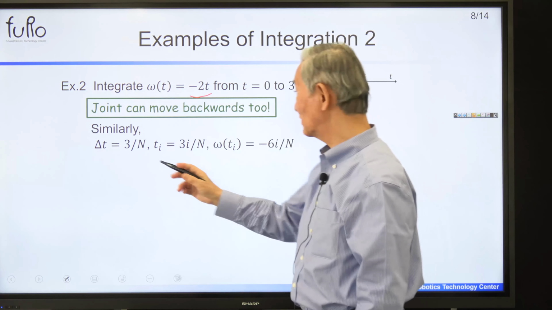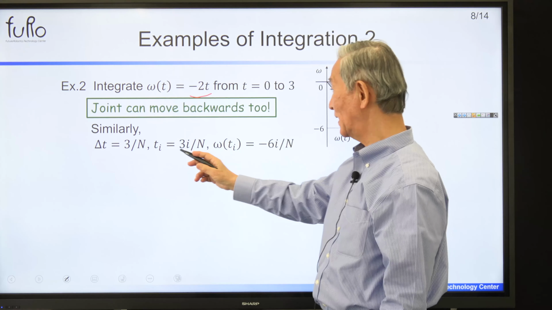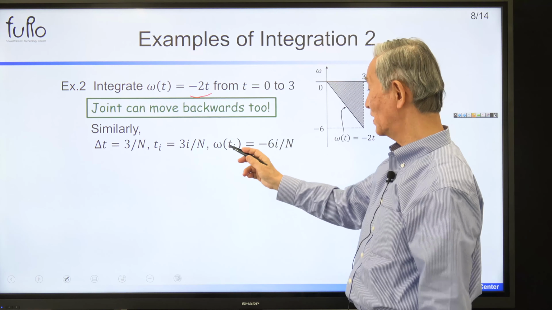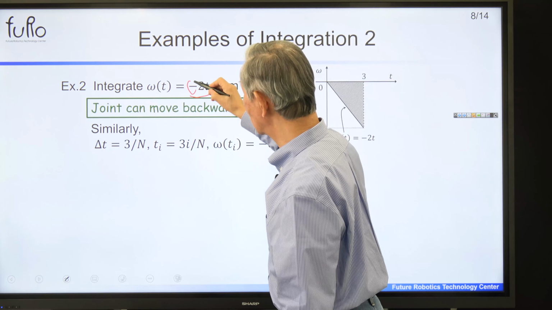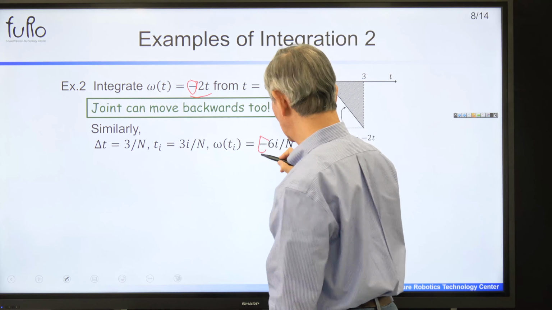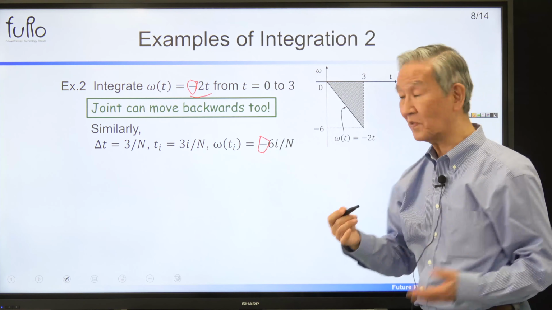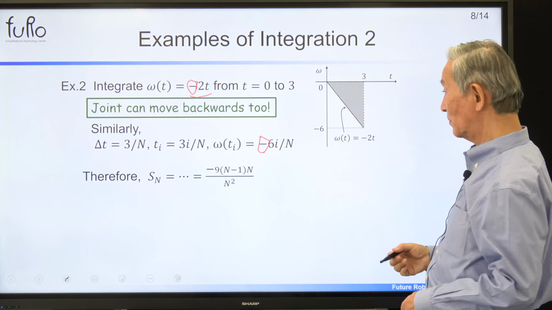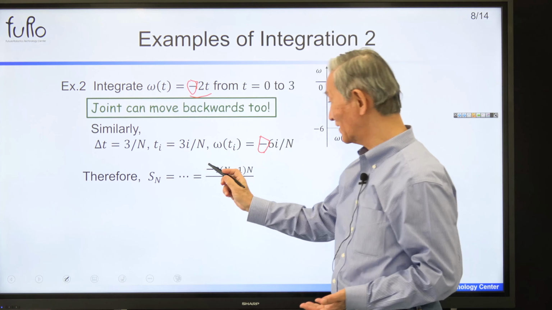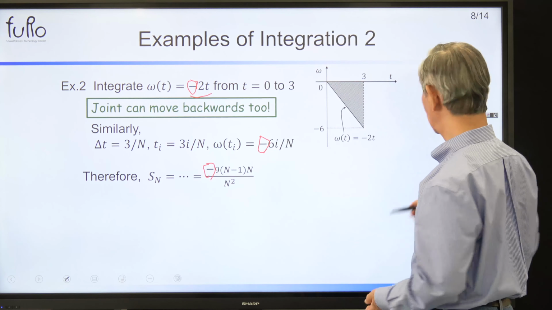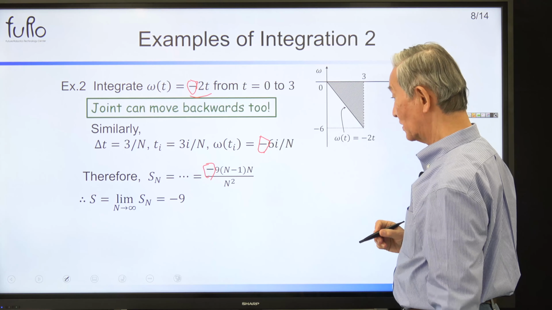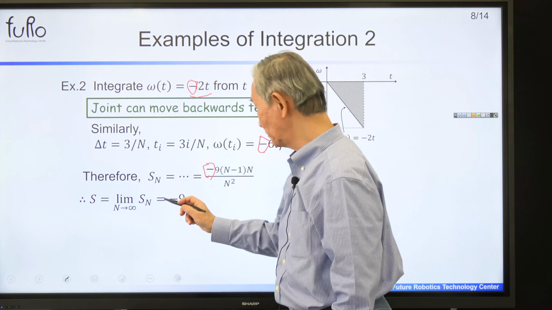And if you compute delta t, there's no problem, and t_i, no problem, omega t_i. The only difference is this minus sign here. So therefore, you have a minus sign here. That's the only difference. Exactly the same thing as you have done, so minus. So if you take the limit, then minus 9.